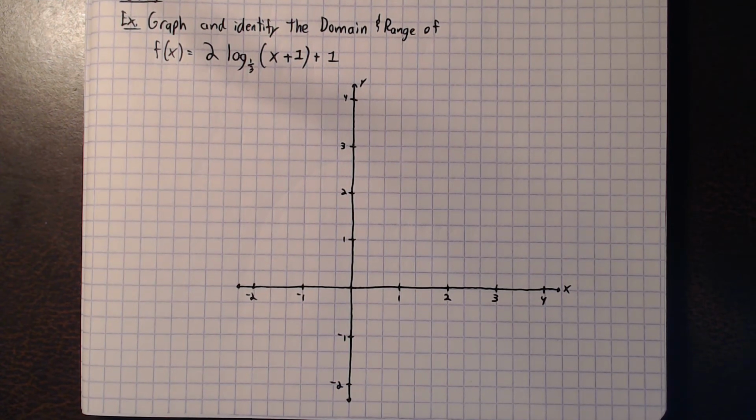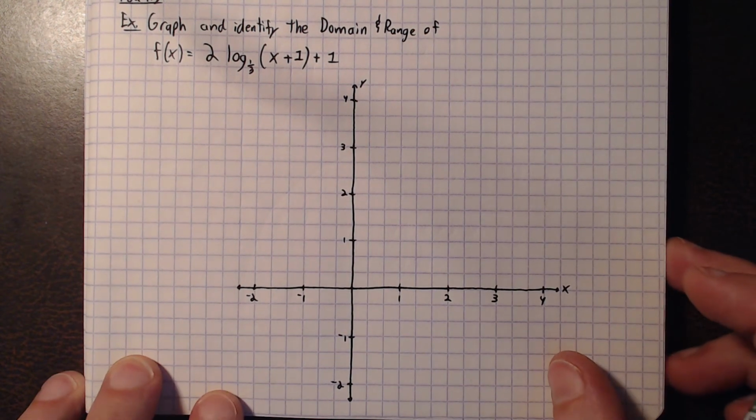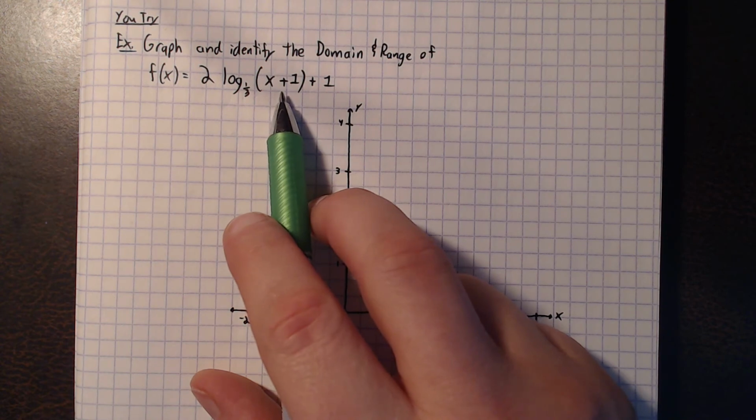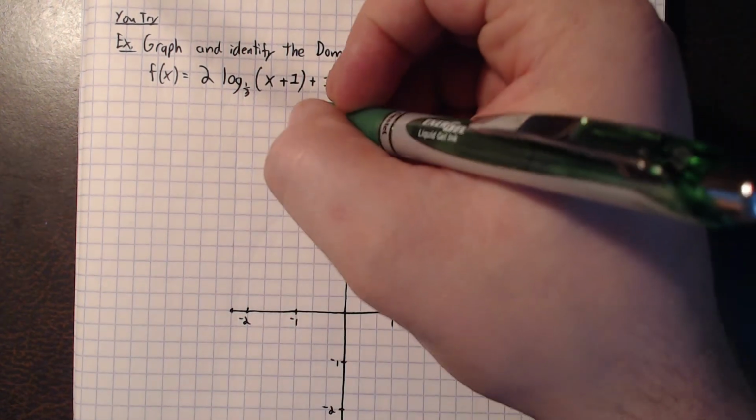Alright, let's see how you did. I gave you a couple of hints with that. First, we're always going to work with our asymptote, and we want to go opposite the sign, so we want our asymptote here at -1.